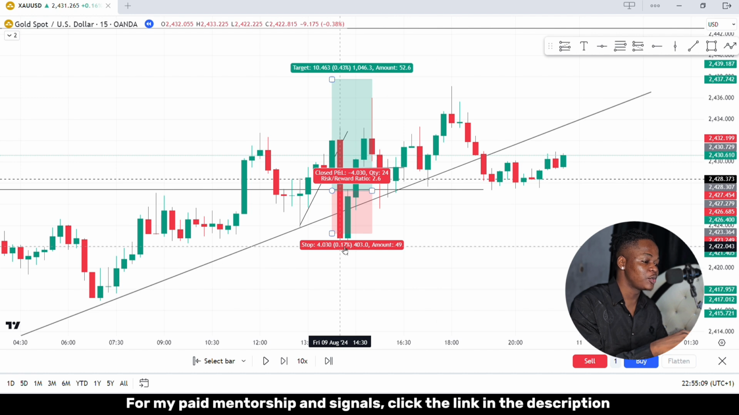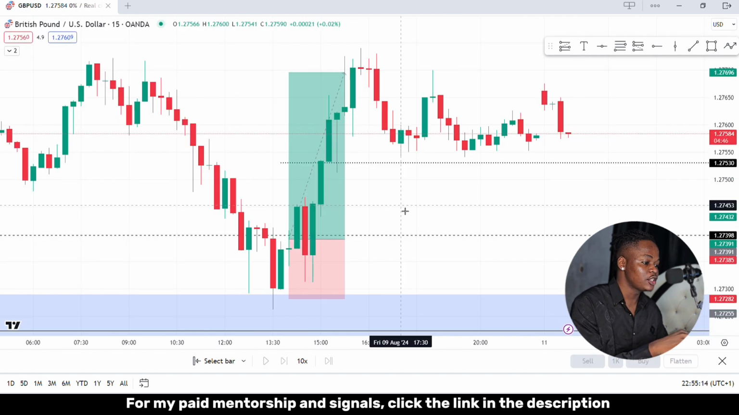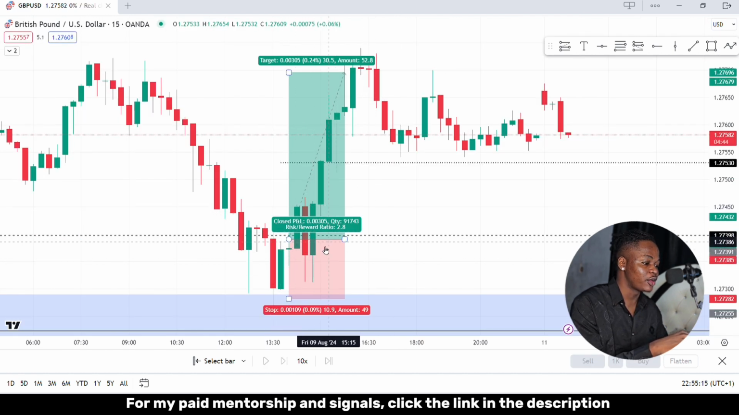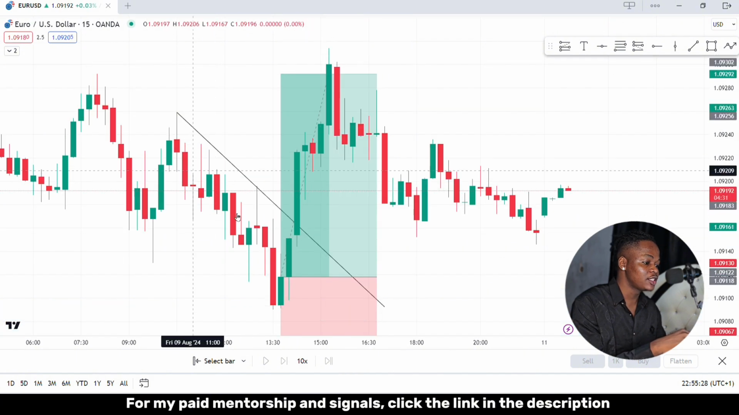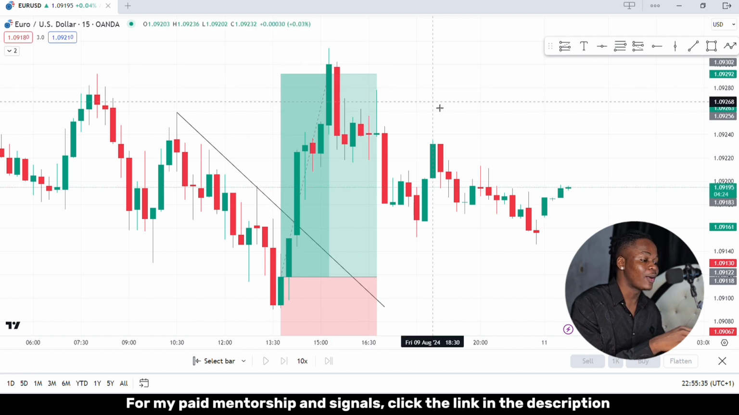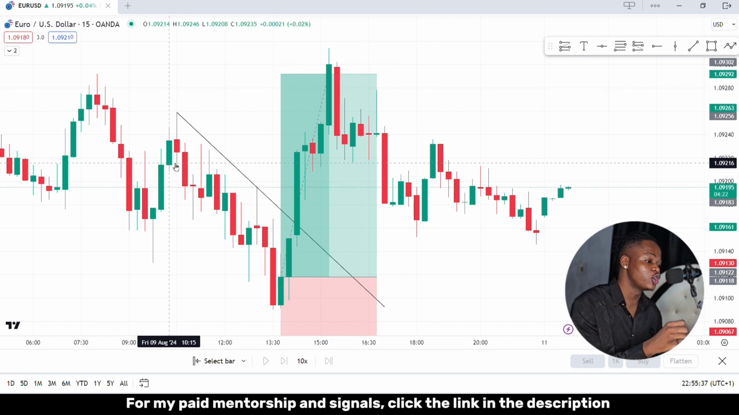Now, let's check out how GBP USD and Euro USD did. This is the buy on the GBP USD, and you can see how GBP USD went up to hit TP very, very easily. And this is the buy on Euro USD, and Euro USD went up to hit TP. Fantastic. Now, I didn't make money trading GBP USD and Euro USD because I closed out on them when they were at break even. But now, how did I make this mistake?